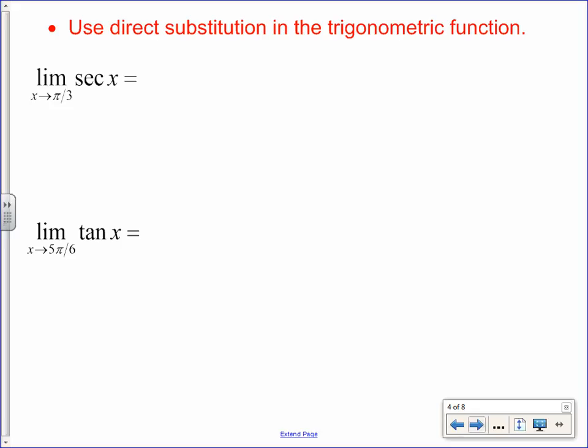So the limit as x approaches pi over 3 of secant of x just means we're going to take secant of pi over 3, and you all are masters at your unit circle. Secant is the reciprocal of cosine. Cosine of pi over 3 is 1/2. So the secant is 2.